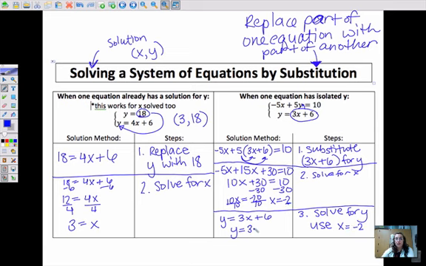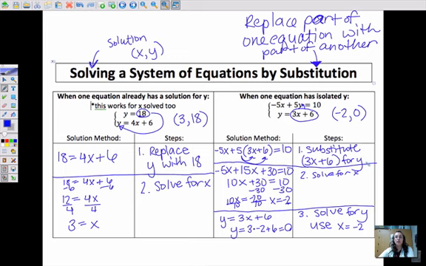So I'm going to do 3 times negative 2 plus 6. When I multiply 3 times negative 2 and add 6, I get 0 for my y. So then I write down my solution as x and y. X is negative 2, y is 0. Okay?